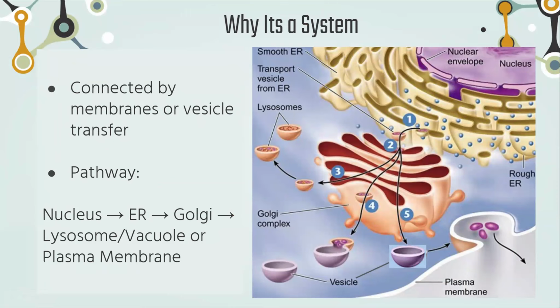The reason all of this is called a system is because all these membranes are connected, and they're functioning together to run the whole cell, create proteins and then lipids, and then they spread it throughout the cell and also get rid of waste. And the pathway is normally from the nucleus to the endoplasmic reticulum, to Golgi apparatus, and next to the lysosomes in animal cells or vacuoles in plant cells, and then finally to the plasma membrane, and vesicles aid in the transport of these materials throughout the system.